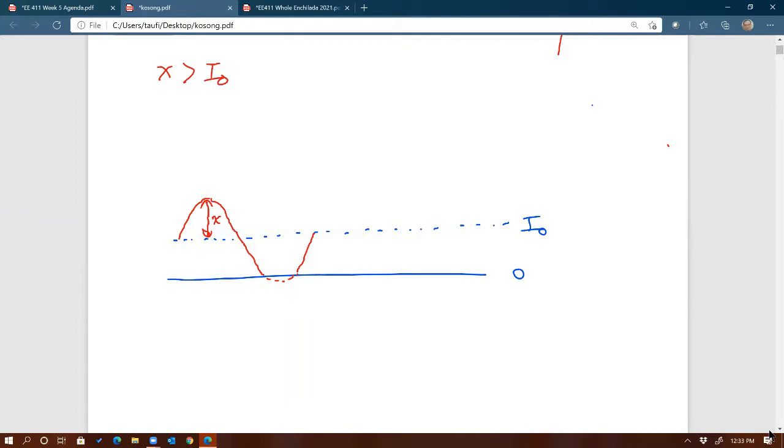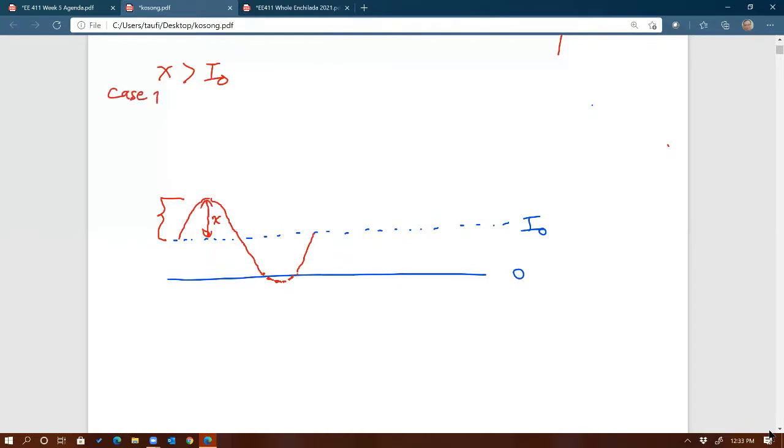So you can see that if the peak of the sine wave, I call it X, is larger than the offset, I out, wouldn't it, when it goes down right there, reach 0 and then try to go negative right there? You agree with that statement? Yes or no? Yeah. So that's case number 1.